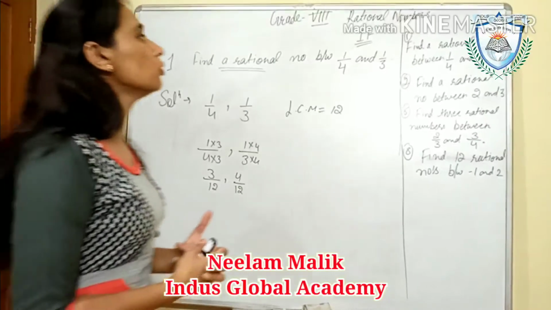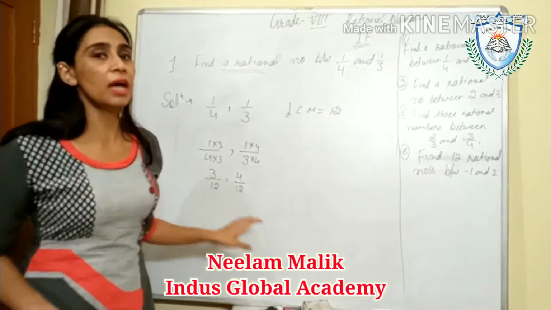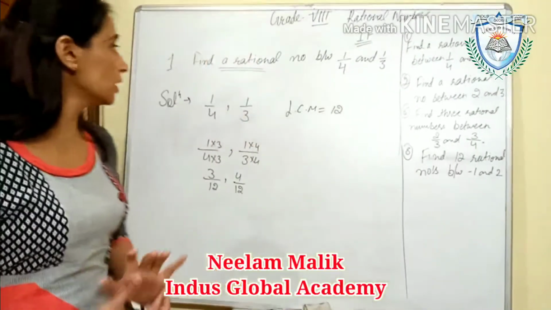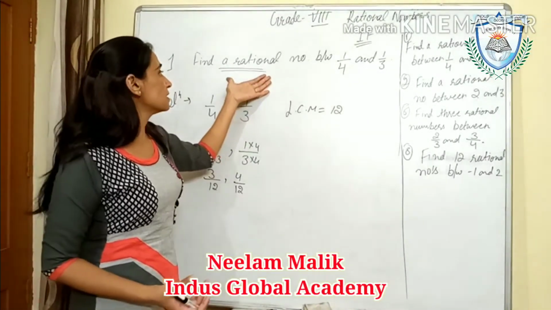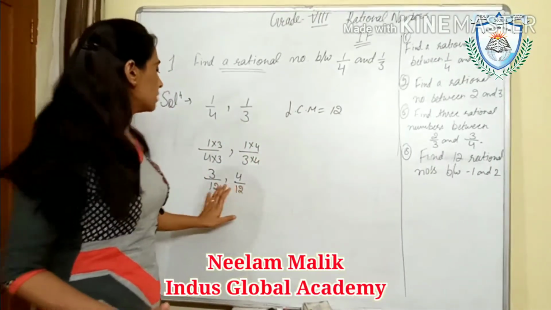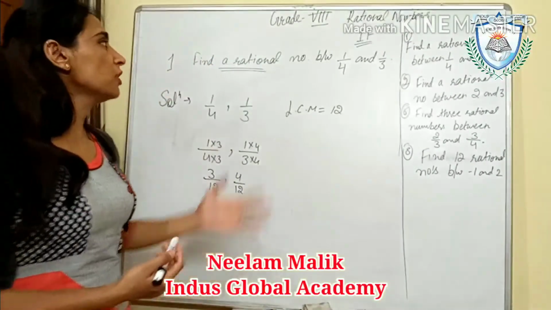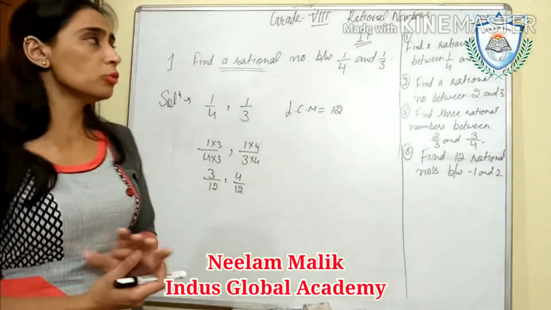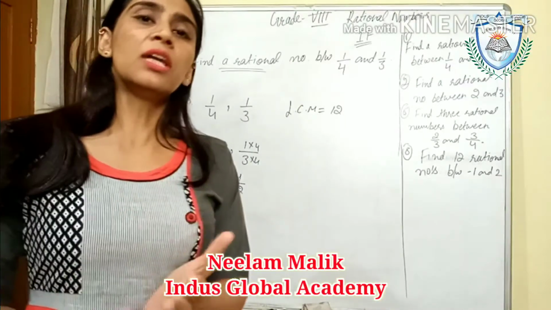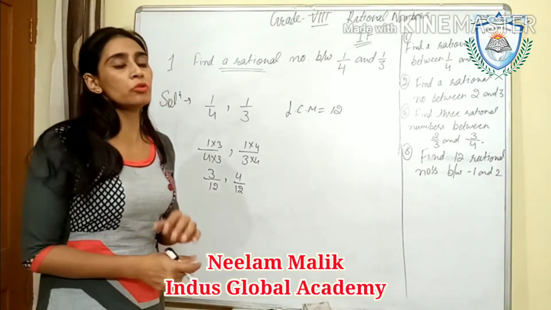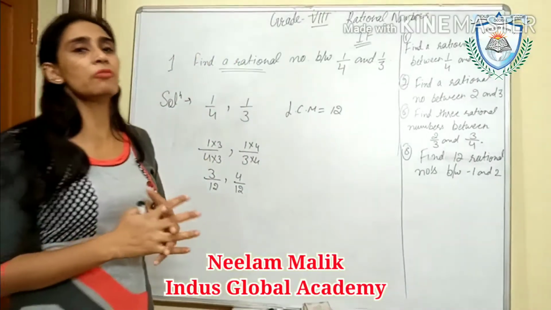So what will we do? In all the sums, we will take 10 if we have to find out less than 10 rational numbers. Okay, less than 10 rational numbers, we will multiply these numbers with 10, because multiplication with 10 is very easy. Okay, if we have to find out more than 10 rational numbers between two given rational numbers, then you can multiply with any number greater than 10. So in that case we will multiply with 20.